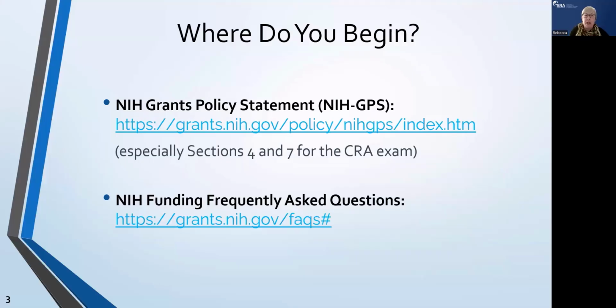Where do you begin? There are two documents, or two things, I would go for. One is the Grants Policy Statement. And particularly I would look at sections 4 and 7 for the exam. Section 4 is on public policy, the various public policies that govern all grants, regardless, all federal grants. And section 7 covers the cost principles and cost elements. It makes it a very easy way to study up for the exam if you study those two sections, 4 and 7. I don't know another federal agency that has a corresponding document that you can use for those two sections.